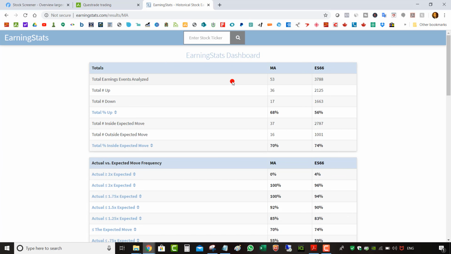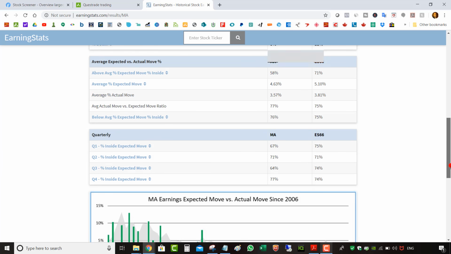This is real stats based on 14 years of data. In the past 14 years, out of 53 earnings events analyzed, 36 times MasterCard moved up after earnings. 17 times it moved down after earnings. So 68% of the time, it moved up after earnings. All right, so already there's an edge that most of the time it's going to go up, based on the last 13, 14 years.